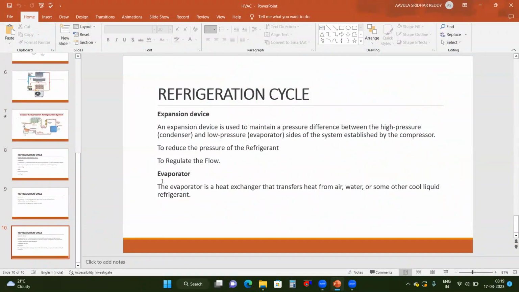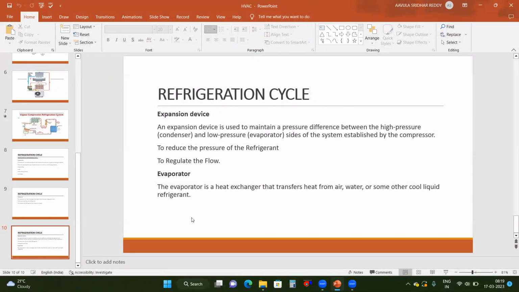And the next one is the evaporator. The evaporator is a heat exchanger that transfers heat from air, water, or some other cooling liquid to the refrigerant. So in our example, it is a cool liquid. If you go for chillers, that is a water cooled chiller or air cooled chiller, there we will use different evaporators. Here we have used cool liquid refrigerant as a medium.